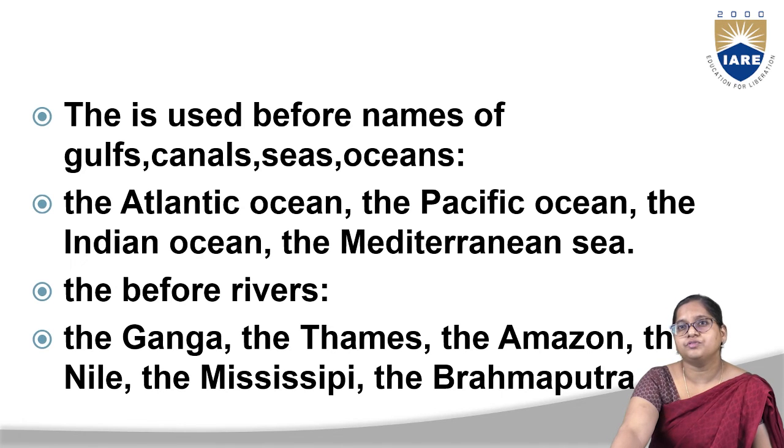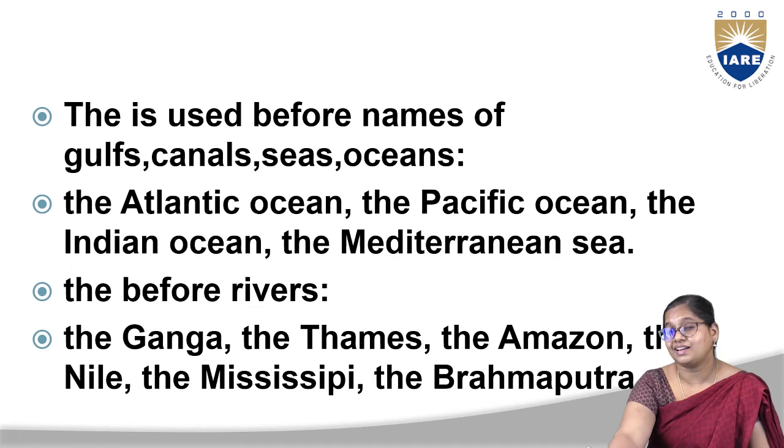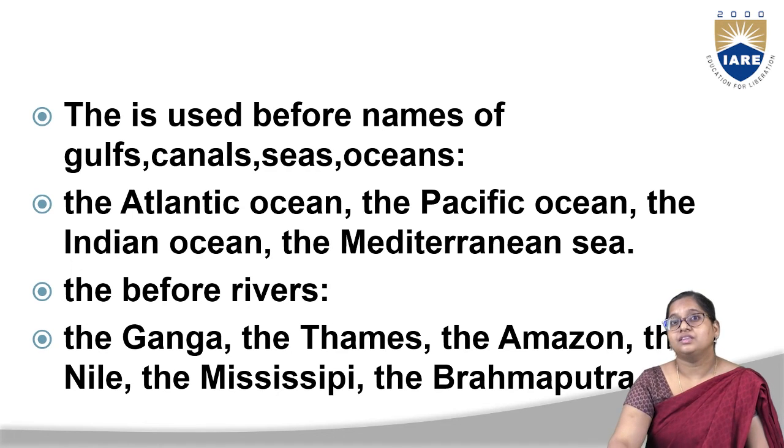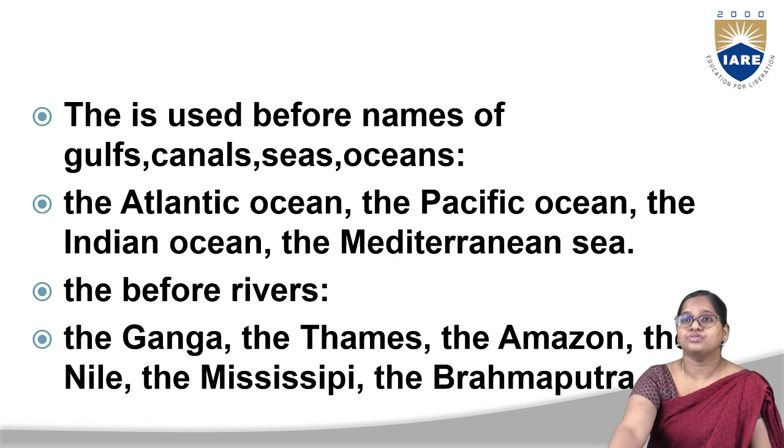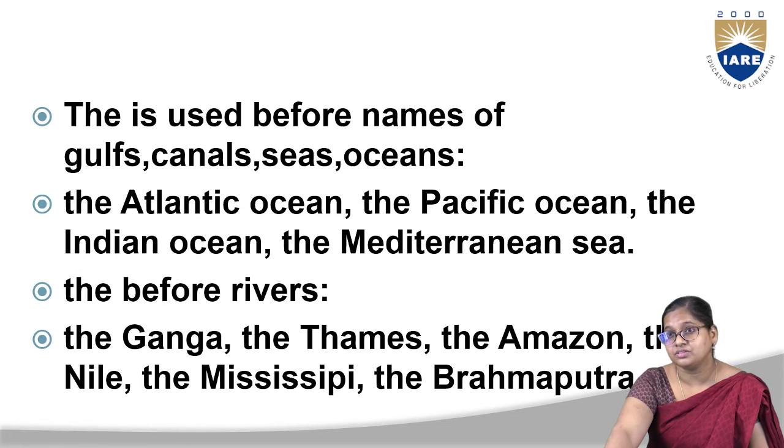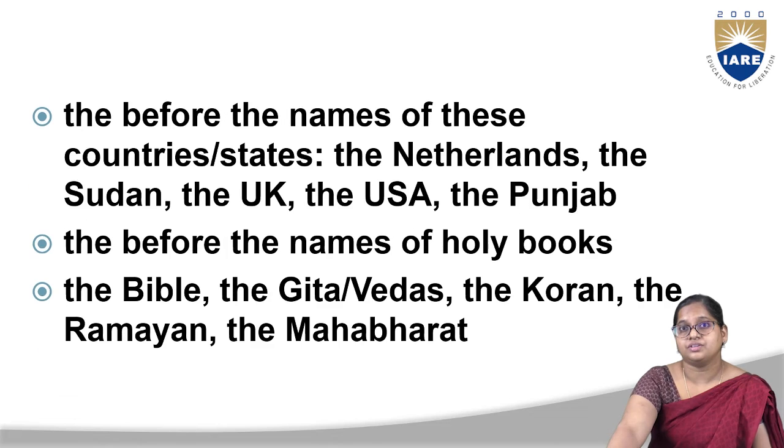The is used before names of gulfs, canals, seas, oceans. Like the Atlantic, the Pacific, the Indian Ocean. Again, before oceans and seas you can use the. Also before rivers, like the following rivers: the Ganga, the Thames, the Amazon, the Nile, the Mississippi, the Brahmaputra. You can use it before states like the USA, the Netherlands, the Sudan, all this.